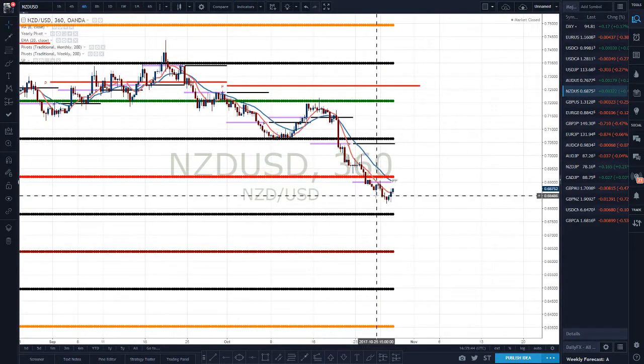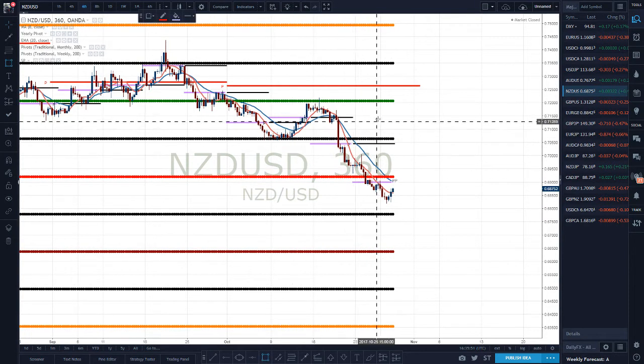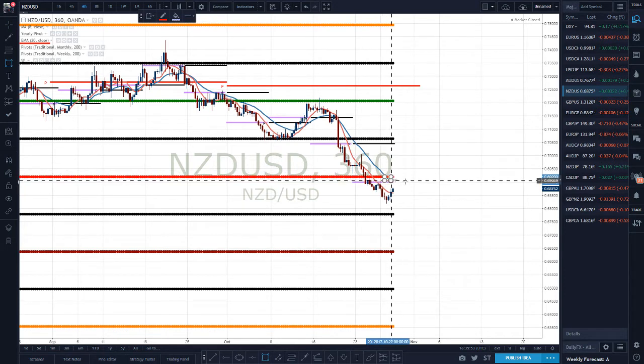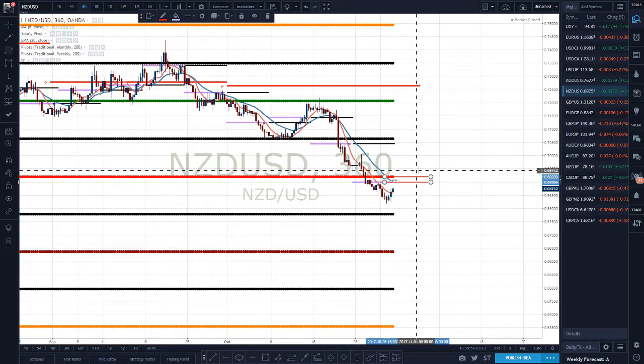New Zealand dollar is currently pulling back to the yearly pivot. Got the weekly pivot just above. Look for this area to hold for this week. If price gets above it, look for any pullback to get long.